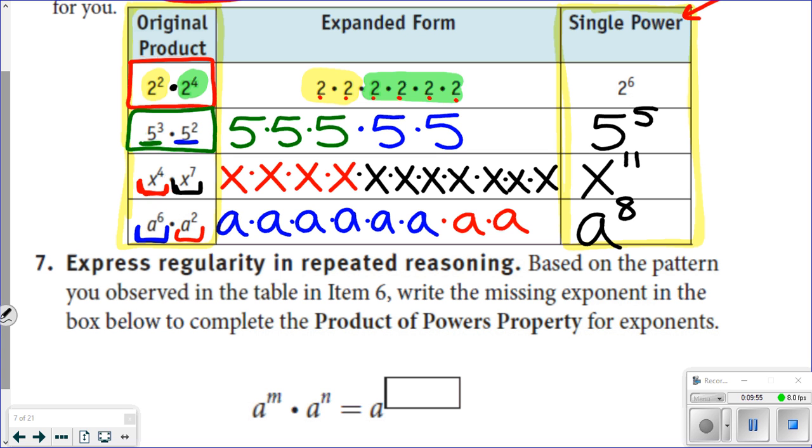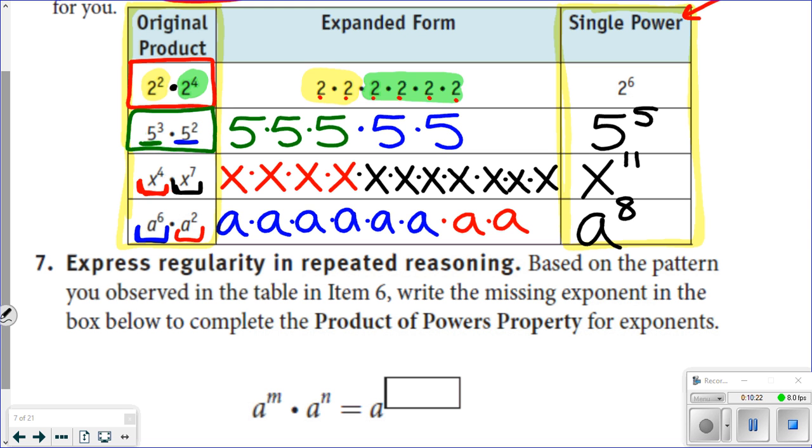Am I multiplying 2 times 4? No, because 2 times 4 would be 8, and this exponent is a 6. Let me look at the next one. Am I multiplying 5 times 3? No, because 5 times 3 is 15, but my exponent is 5. So what actually are we doing here with our exponents?